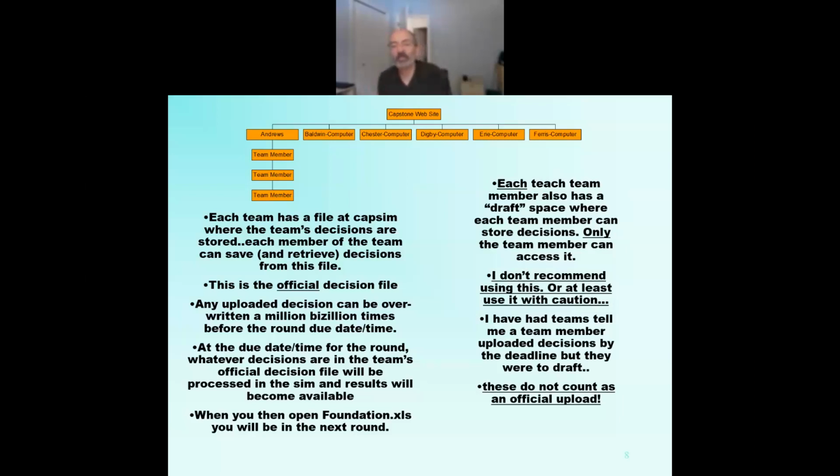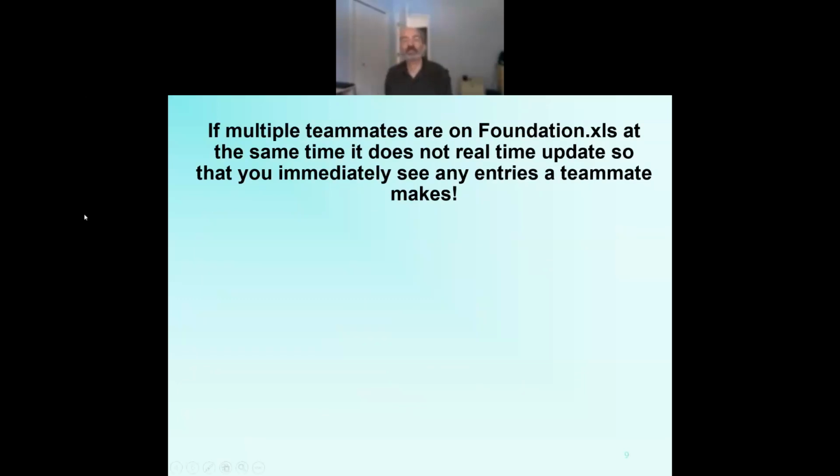Now, another little wrinkle that I want to make sure you understand: if all or several of you are on the system, on foundation.xls, at the same time, it does not update in real time. So you don't immediately see any entries a teammate makes. If you put a 10 in your screen, it's not just going to pop up on theirs. What you have to do is save your decisions to that official decision file, and then everybody in the team can download those decisions. And it's pretty easy to do.